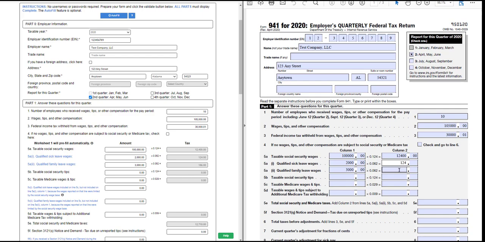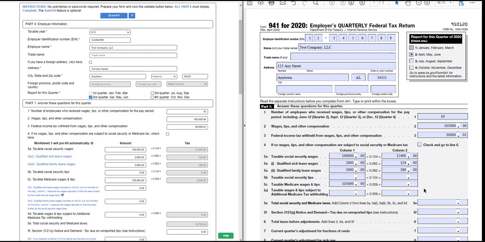Line 5C, taxable Medicare wages and tips. Enter all wages, including qualified sick leave wages, qualified family leave wages, and qualified wages for the Employee Retention Credit. Also include tips, sick pay, and taxable fringe benefits subject to Medicare tax. Unlike other lines, there is no Social Security limit on the amount of wages subject to Medicare tax. In this example, I'll enter $105,000, $100,000 from line 5A, plus separately stated $2,000 and $3,000.